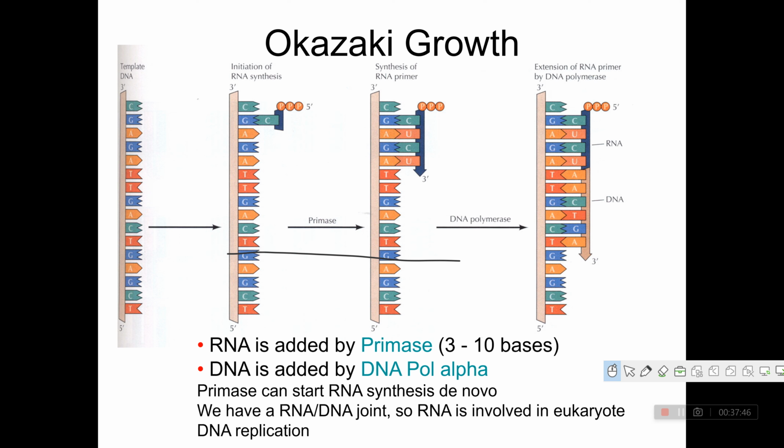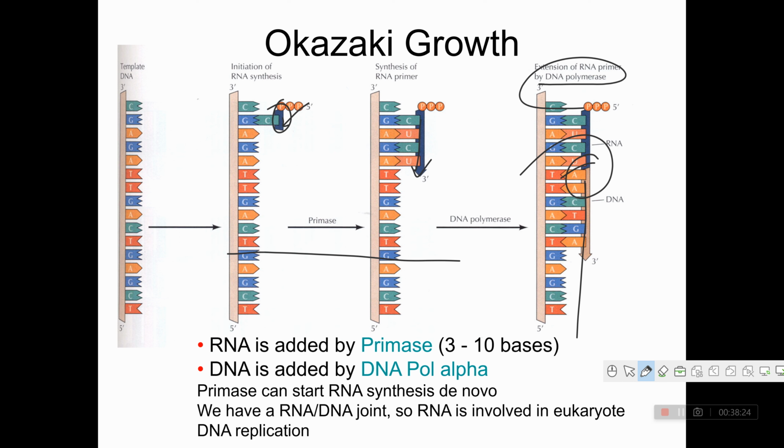This is a template strand, right? DNA template initiated by RNA synthesis. RNA polymerase will come and synthesize a small 10 to 15 base RNA primer. The RNA primer will be added here, right? Then DNA polymerase comes and binds with this RNA primer. Again, DNA polymerase comes and binds with this RNA primer, then it synthesizes DNA.